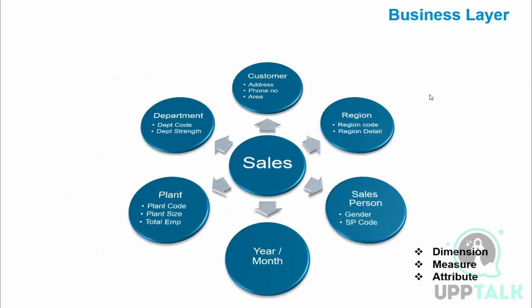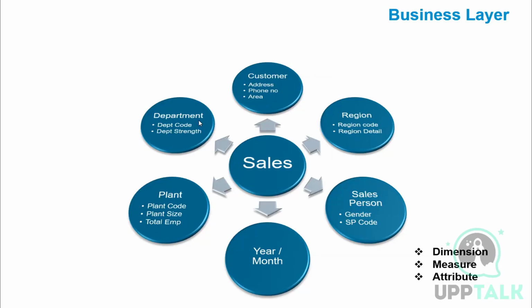It is a pictorial representation of a business layer. You can consider these circles as dimensions, like customer dimension, region dimension, salesperson. These are the folders. Under the customer folder, we have customer address, phone number, area. These are the dimensions. Under region folder, we have region code, region detail. We have to create in this manner so that the end user will understand the report better for their analysis purpose.